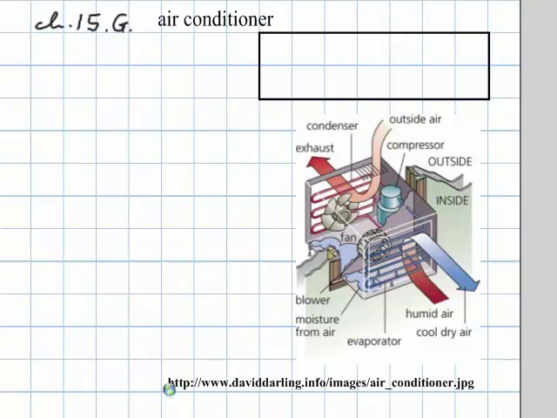This is the problem on the air conditioner. It says a Carnot air conditioner maintains the temperature in a house at 297 kelvins on a day when the temperature outside is 311 kelvins. What is the coefficient of performance of the air conditioner?